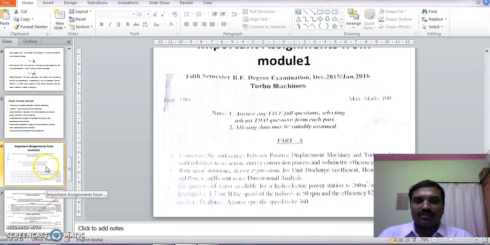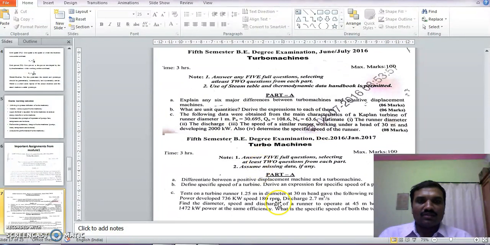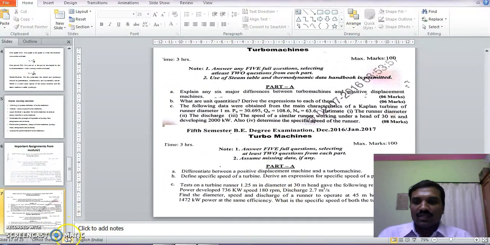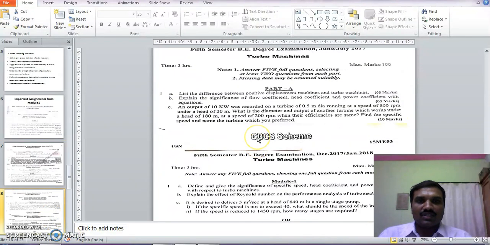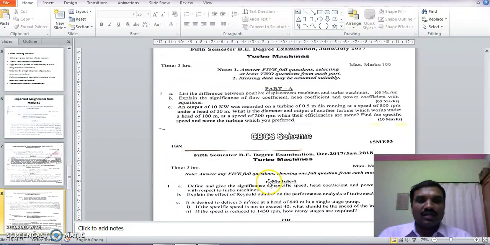So I referred to the question papers of December 2015, January 2016, and June, July 2016. Here many questions are repeated. These problems you have to solve. These are the assignment problems. Next comes the difference and significance of flow coefficient, power coefficient, and head coefficient. And next comes the significance of physics, leading questions, and what is the effect of Reynolds number on turbomachines.